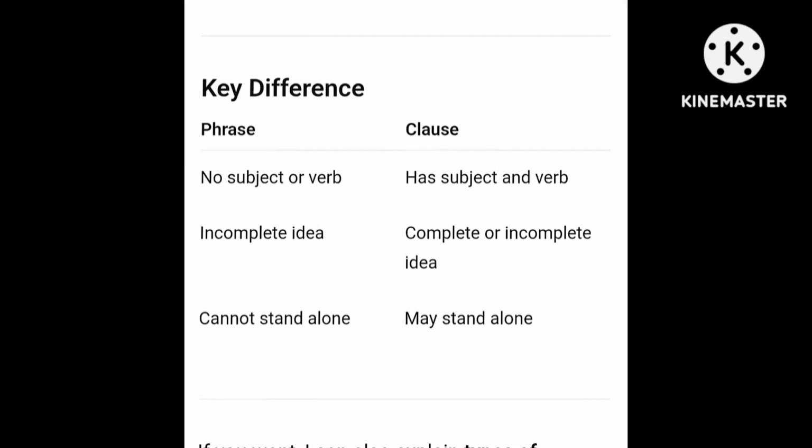Key difference. Phrase: no subject or verb, incomplete idea, cannot stand alone. Clause: has subject and verb, complete or incomplete idea, may stand alone.